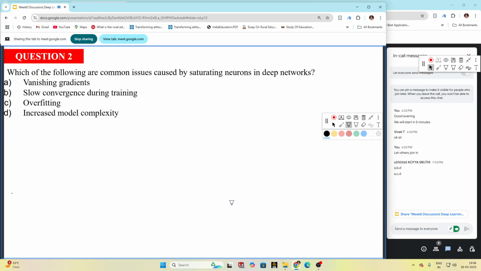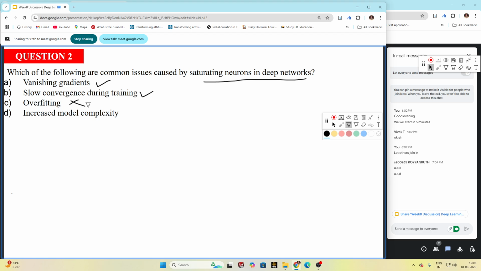Which of the following are the common issues caused by the saturating neuron in a deep network? Option A, vanishing gradient. Option B, slow convergence during training. Option C, overfitting, and option D, increased model complexity. So any guesses? A and B, vanishing gradient, slow convergence during training. Not overfitting and increased model complexity, right?